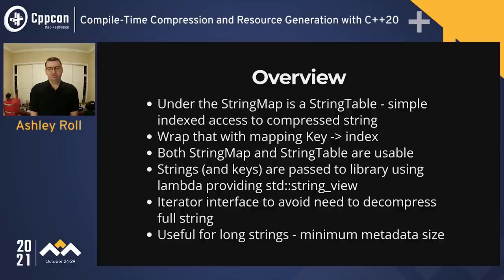Now, a note, this is Huffman encoding. It's not zip. It doesn't get quite as good compression because we're not reusing repeated text elements, but it's a good starting point. It's useful for long strings, but be aware there is a minimum size of the metadata, which we'll see shortly. That means that short strings really don't make much sense.